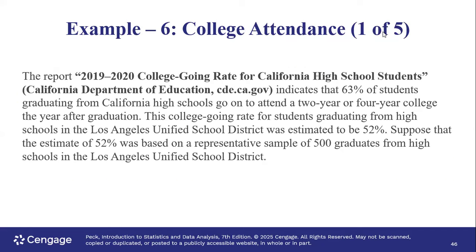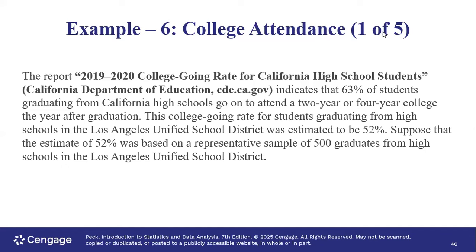Okay, so here is a problem. The report on the 2019-2020 college going rate for California high school students indicates that 63% of the students graduating from California high schools go on to attend a 2-year or 4-year college the year after graduation.